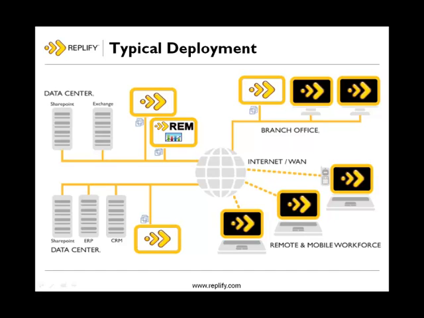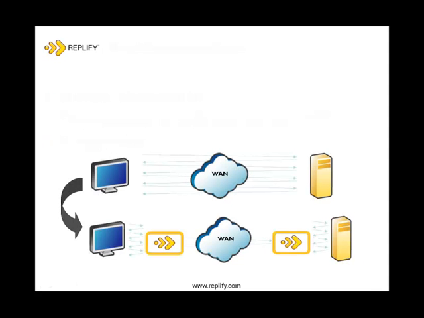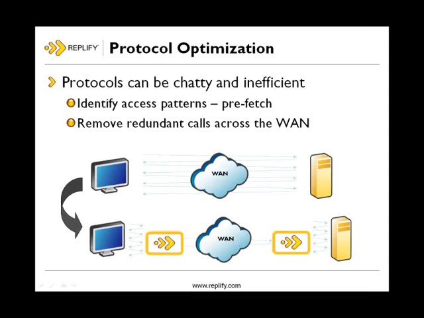Let's look at what these VAs and clients are doing. Three complementary optimization techniques are in action: protocol optimization, deduplication, and compression. Firstly, protocol optimization. We understand the underlying protocols transferring data across the wire, and so we can eliminate the chattiness, prefetch data, and redundant calls across the WAN.